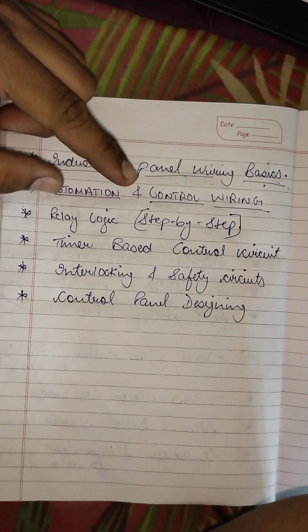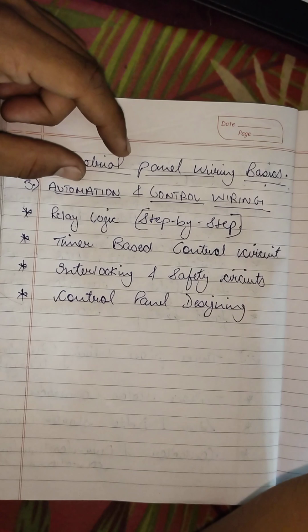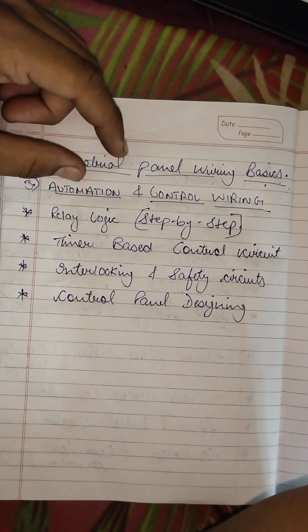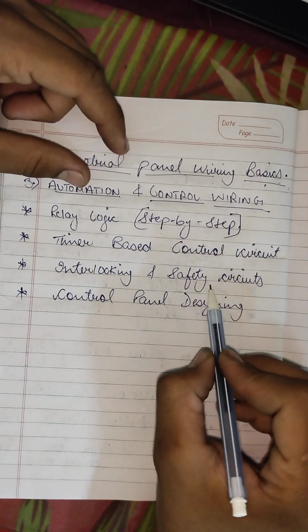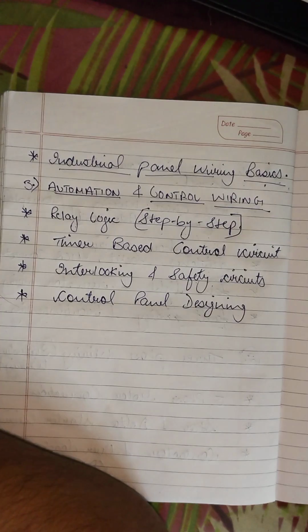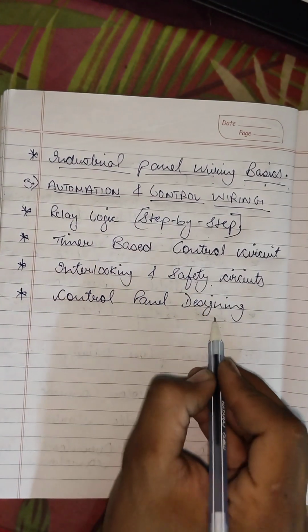Secondly, timer based control circuits. Timer based control circuits are mostly used everywhere where we need to interlock or where we require to hold or to push the supply as per our desired time value. After that we look at interlocking and safety circuits, how we can safely combine the circuits or connections, and interlocking means how we can switch the supply from one mode to another in a simple way. The last one is control panel designing.